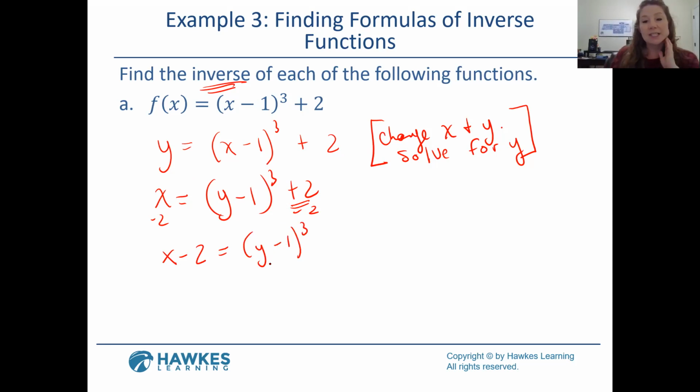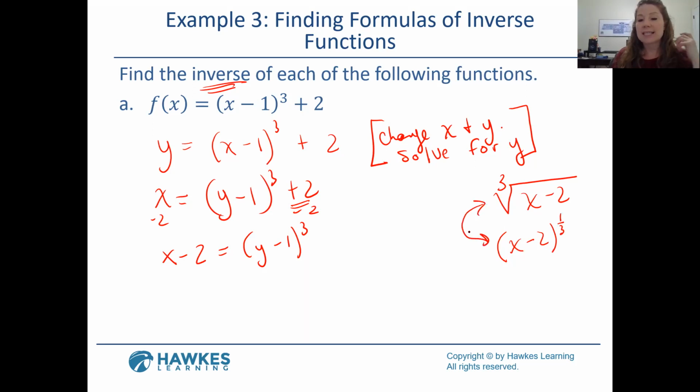Now the only way to undo cubing is to find the cubed root. So I could write finding the cubed root of x minus 2 as this. Or another way of finding the cubed root is actually raising this to the power of 1/3. These two are equivalent. They're exactly the same thing. To me, using the exponent is a little more clear right now.